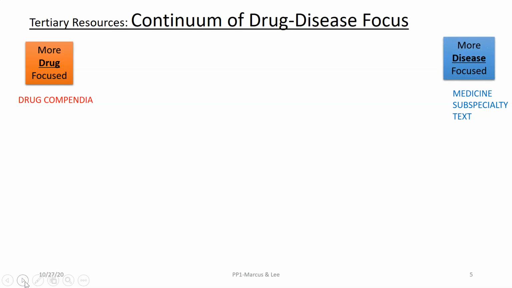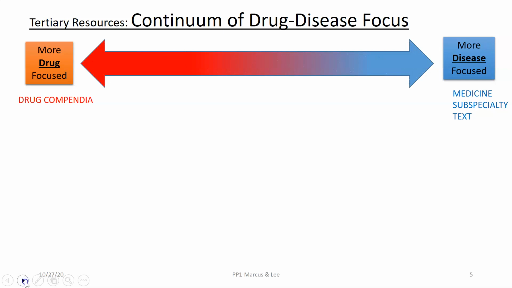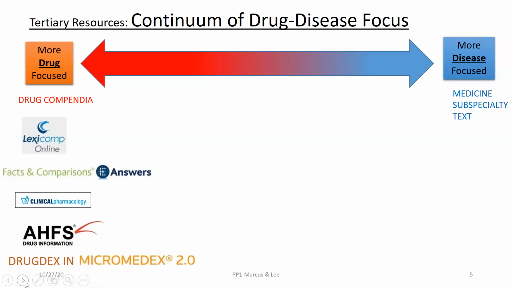So certainly you can put our references on a continuum from more drug-focused, as our drug compendia, the big three you've been using, to those that are more disease-focused, such as subspecialty textbooks for different areas of medicine, like oncology and emergency medicine. Here we have some of your familiar compendia, as well as some other ones you have access to, like AHFS Drug Information and Clinical Pharmacology.